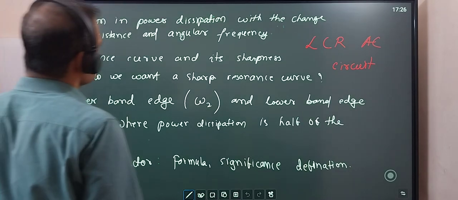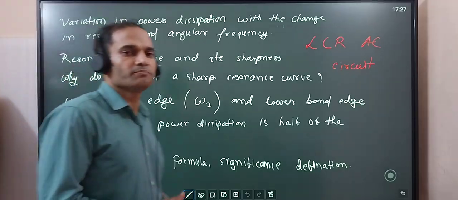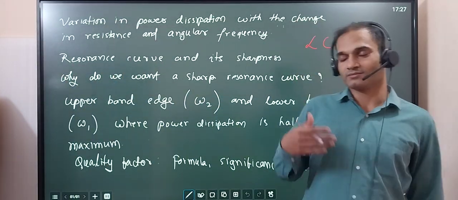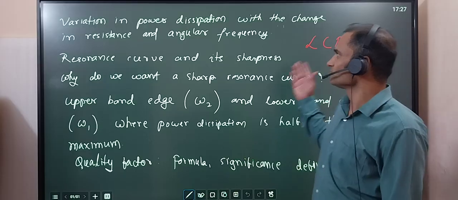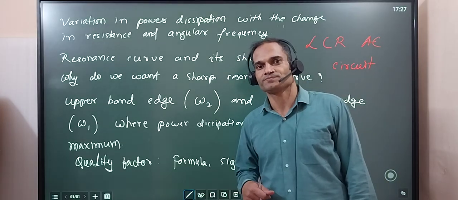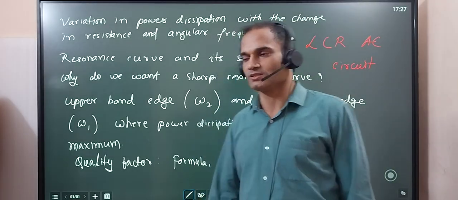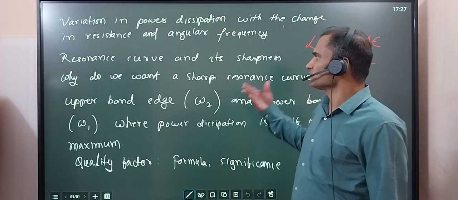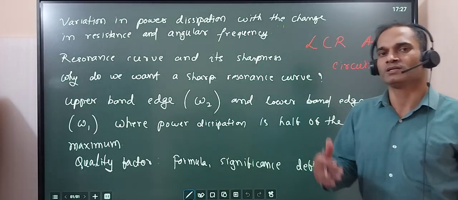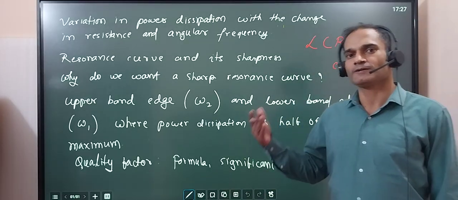Okay, so in this video we are going to discuss variation in power dissipation with the change in resistance and also with the change in angular frequency. We will get one angular frequency for which power dissipation is maximum. We call this frequency the resonant frequency.